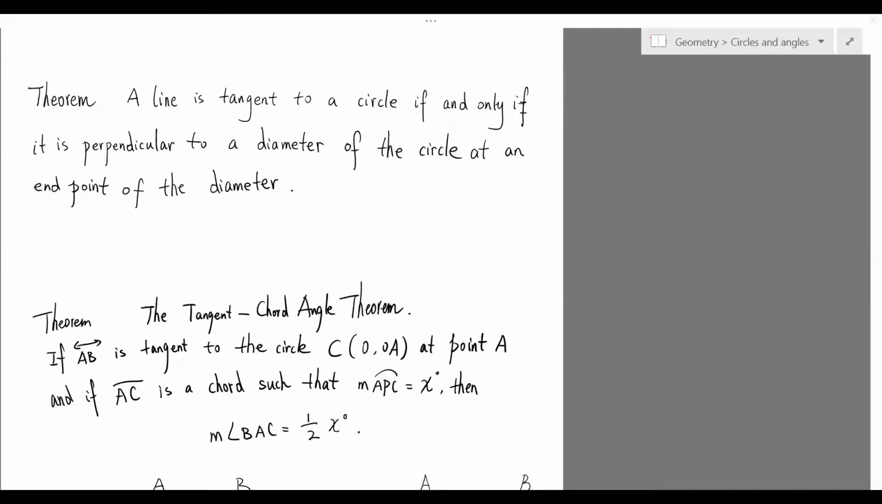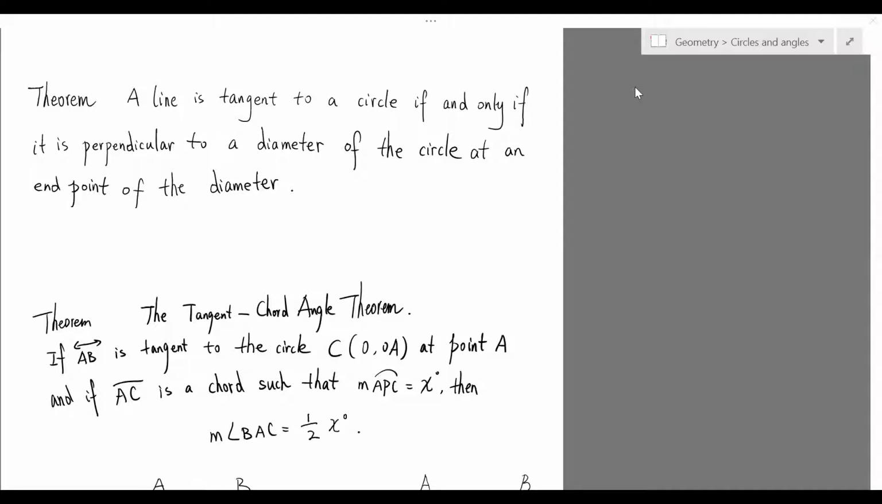In a previous video, we have reviewed a characterization of tangent lines to a circle on the Euclidean plane. Let's recall the statement of that characterization. It says that a line is tangent to a circle if and only if it is perpendicular to a diameter of the circle at an endpoint of the diameter.